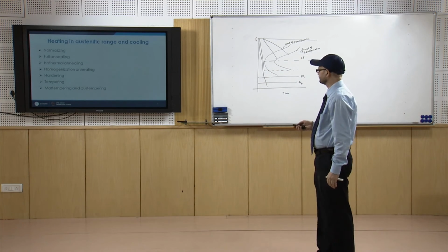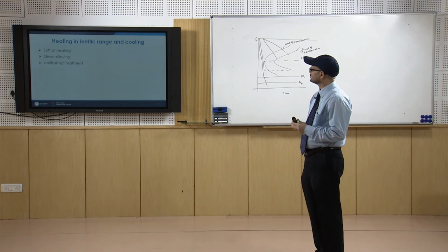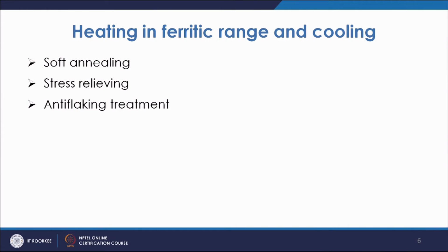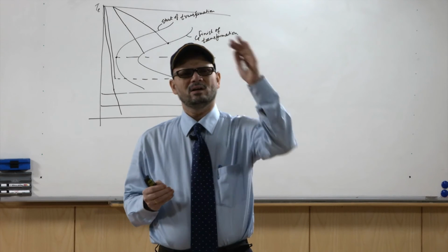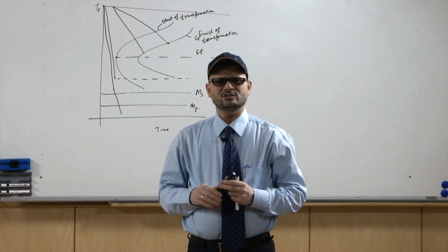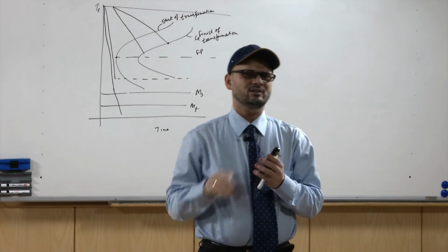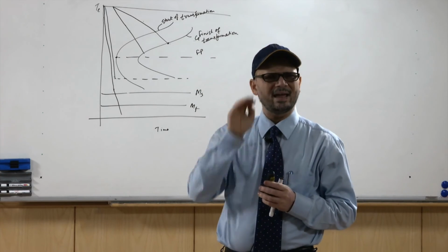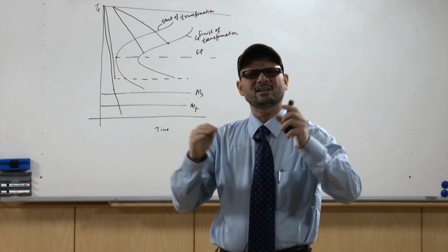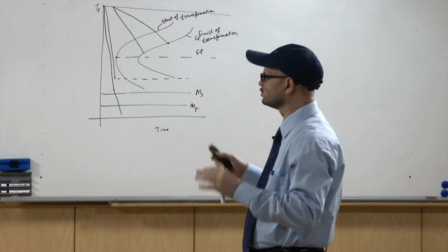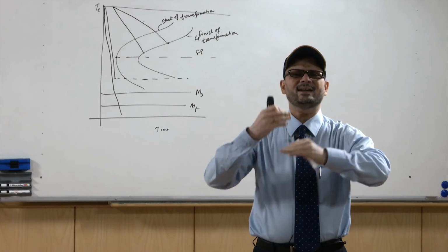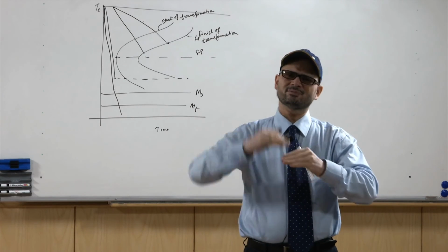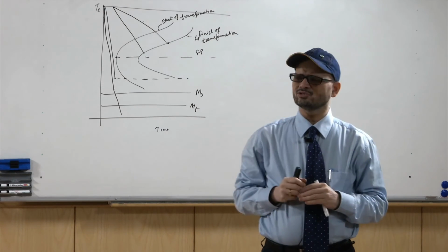So, that is austempering. Then there are also certain treatments or processes which are based on heating in the ferritic range and then further cooling. Basically, we have talked about the austenitic range, where we are going above the lower critical temperature line, and that line is also shifted, or this zone of austenite is also shifted because of the addition of many alloying elements. So, either it may shift upward or downward.